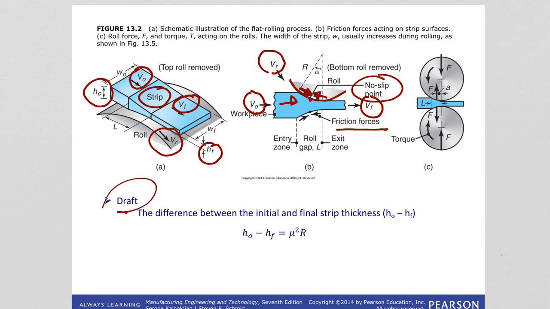Draft is defined as the difference between the initial and the final strip thickness. There is a maximum limit to the draft you can achieve. You don't want to go to a large draft because then it can cause the rolls to slip. So the maximum draft is a function of R, the roll radius, and mu, the coefficient of friction. What does this equation tell you? It tells you that the higher the friction and the larger the roll radius, the greater the maximum draft possible.